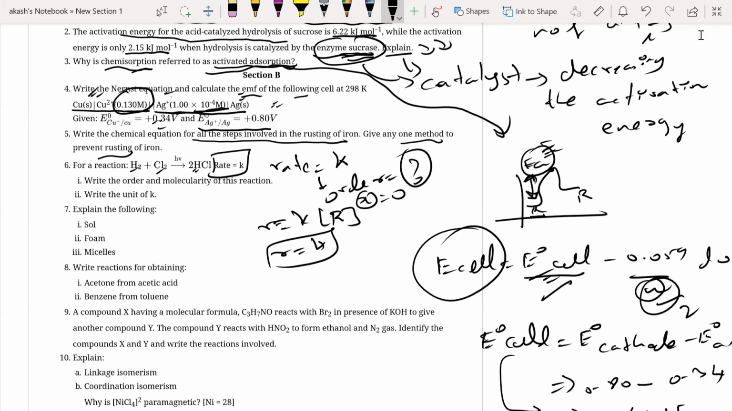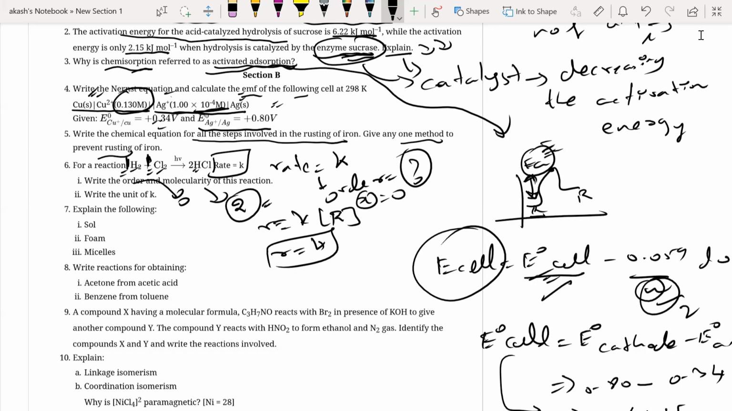What is molecularity? How do you calculate it? You calculate the total number of stoichiometric coefficients. Here, one H2, one Cl2, so the molecularity is 2. Molecularity is the total number of stoichiometric coefficients of reactants, only reactants. So I have one H2 and one Cl2, so it becomes 2.